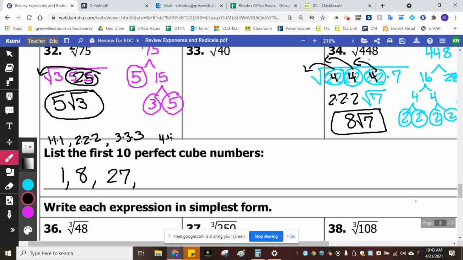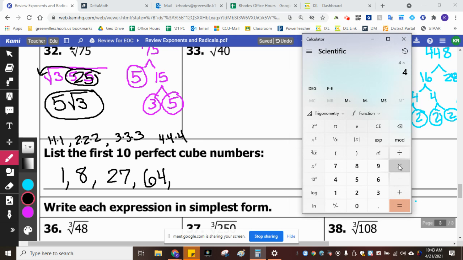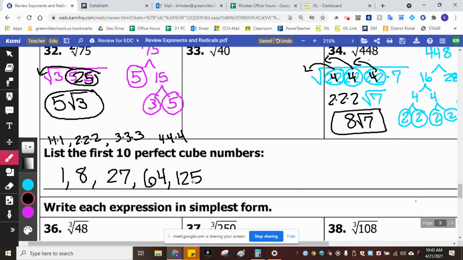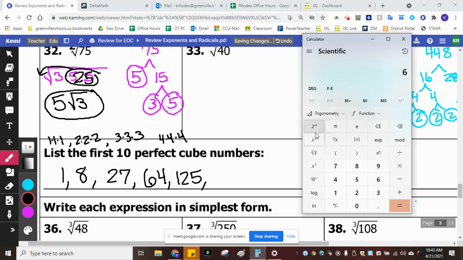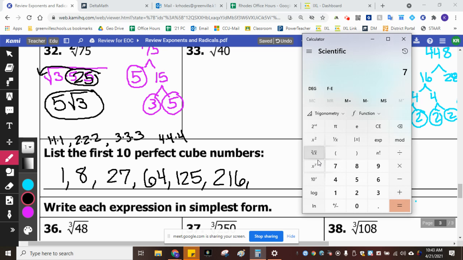4 times 4 times 4. I want to guess 64, but honestly, I'm not sure. So 4 times 4 times 4, 64. Or the easier way to do that, 4 raised to the third, 64. 5 raised to the third, 125. 6 raised to the third, 216. 7 raised to the third, 343.